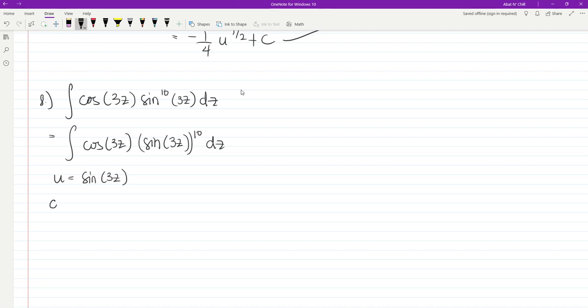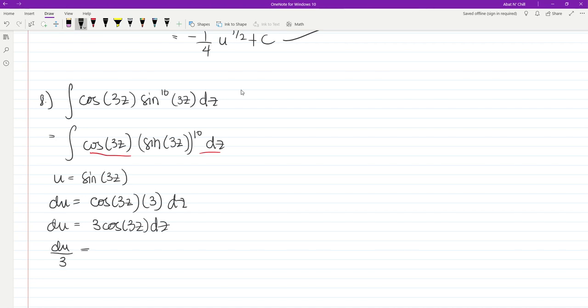What will happen here is we get the du of this with respect to z, of course. So we get cosine of 3z and then differentiate the inside function of the sine with respect to z, that would be 3. And we have dz. So we have du equals 3 cosine of 3z dz, of which we have a present cosine 3z multiplied by dz here. All we have to do is isolate cosine 3z dz by dividing both sides by 3. So we have du all over 3, we have cosine of 3z dz in here.